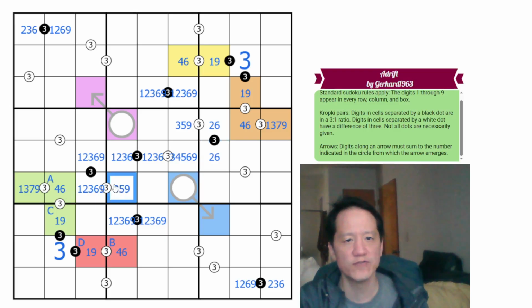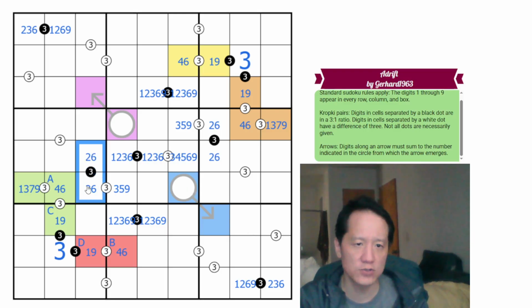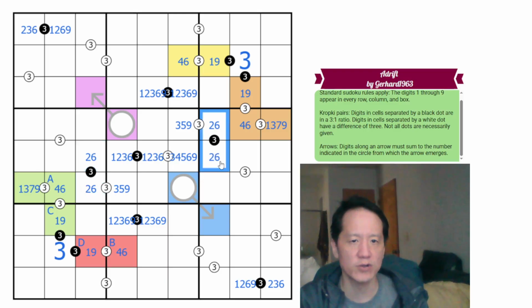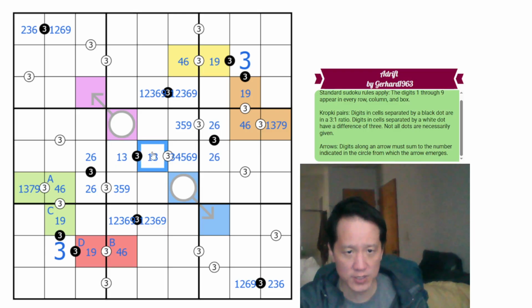Similarly here, this is 3, 5, or 9. The 3 can only be 3 away from 6. The 9 can only be 3 away from 6. And the 5 can only be 3 away from 5. So this has to be 2 or 6 also, which makes this 2 or 6. We have a 2, 6, 2, 6 pair now in column 3, column 7, this box, and row 5, which eliminates 2 and 6 from the rest of the row. So this has to be 1, 3.